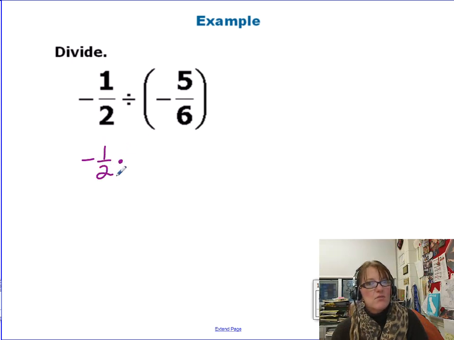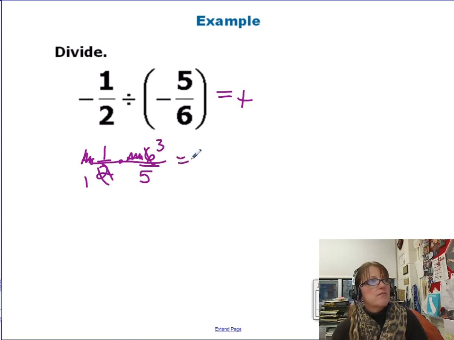Change it to a multiplication problem. Now, I'm kind of keeping my negative signs there. I suppose, first of all, I could have just said negative is going to give me positive, and then I wouldn't even have to monkey with the signs here. All right, I change it to multiply by the reciprocal. This is a 1, this is a 3. Oh, 3/5. Done.